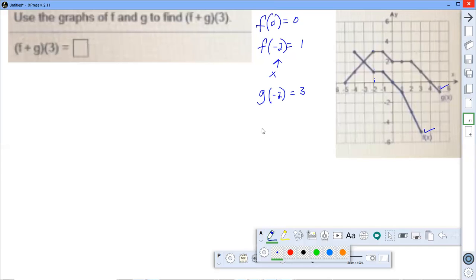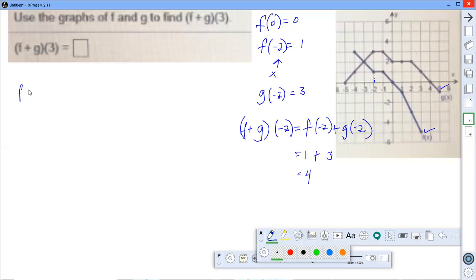So therefore, if you want to do f plus g of -2, that basically means f of -2 plus g of -2, which in this case, f of -2 is 1 plus g of -2 is +3. So therefore, that's equal to 4. Okay, let's try another example.